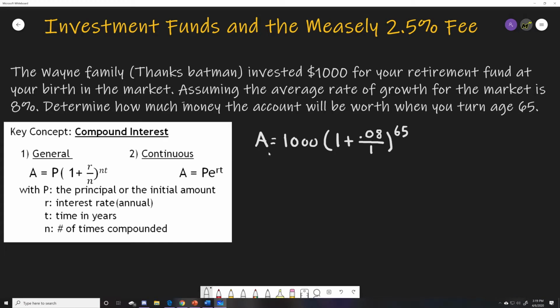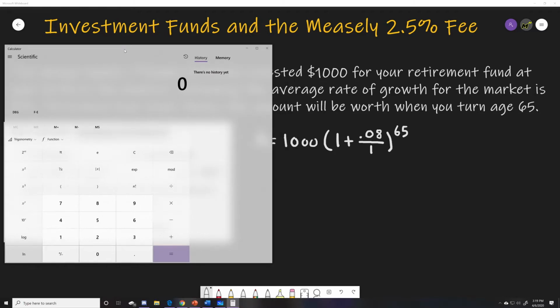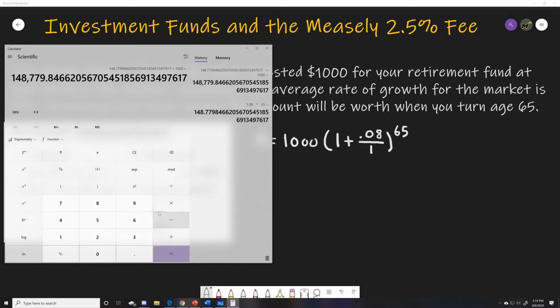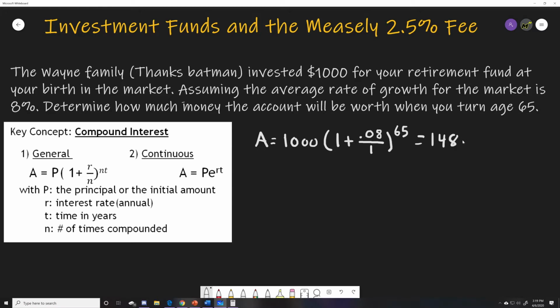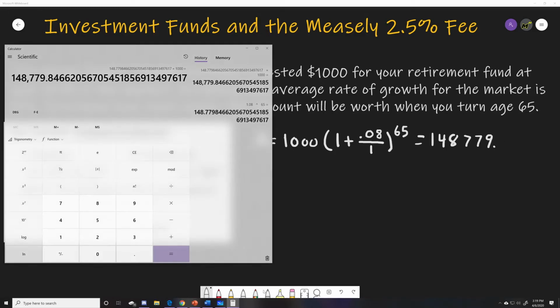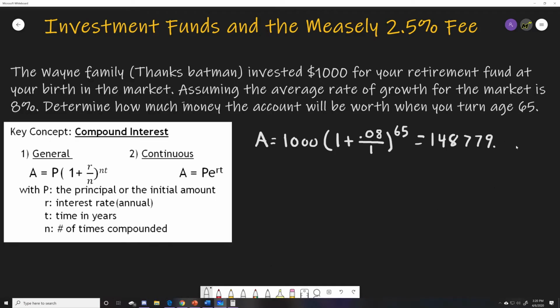Okay, so typing this in, let's pull up the calculator. So we'd get 0.08 divided by 1 is 0.08. 1 plus 0.08 would be 1.08 to the power of 65. Multiply that by 1,000, and you get $148,779 and some change. I already forgot the change. It was, we'll say, 85 cents.